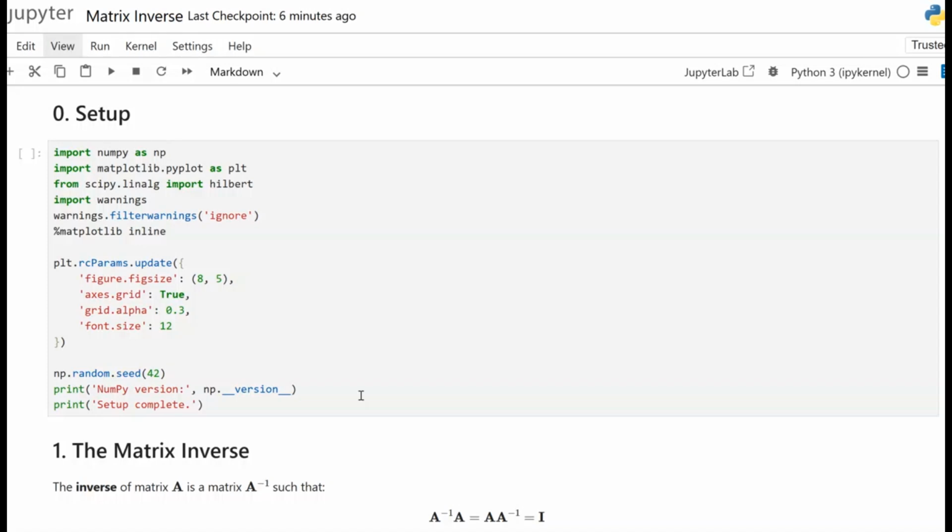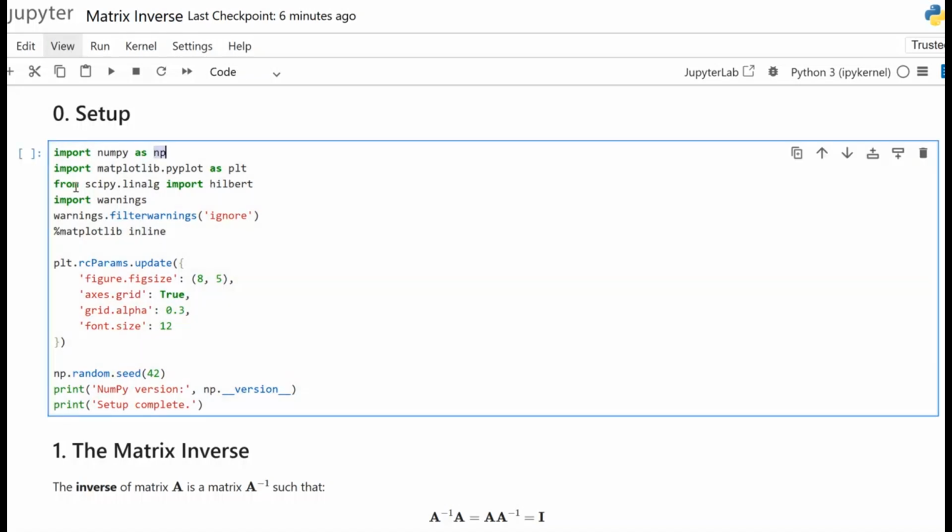Okay, before going on to the discussion, let me include the necessary libraries. Import the NumPy library and assign it the alias np. Next is matplotlib. This imports the plotting module pyplot from matplotlib and aliases it as plt. And of course, we are also importing Hilbert. This is the exact function to create Hilbert matrices for numerical analysis and stability testing.